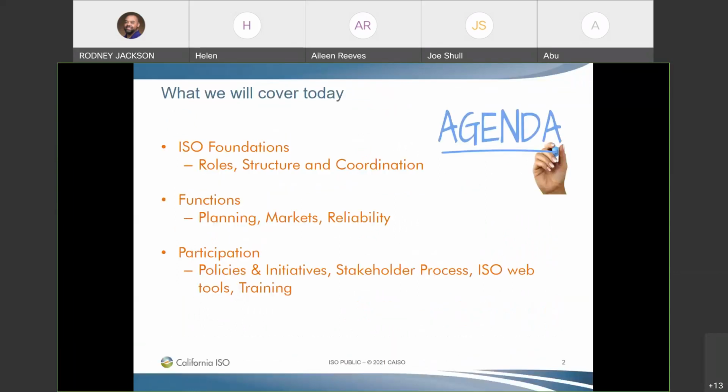What we're going to talk about today is some of the ISO foundations. So we'll talk about the roles, the structure, and how we coordinate. We'll talk about some of the functions: planning, markets, and reliability, and then how we participate. So the policy and initiatives, stakeholder process, the ISO web tools, and training.